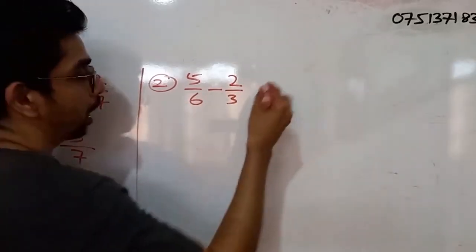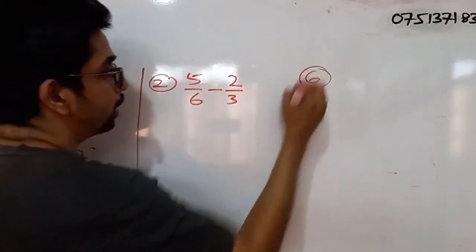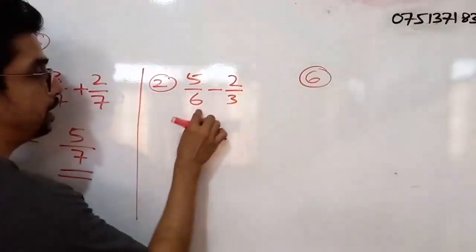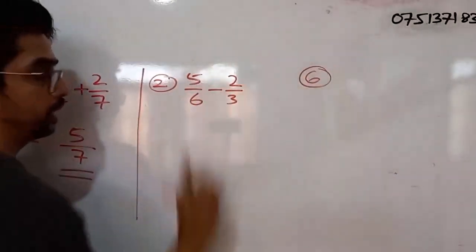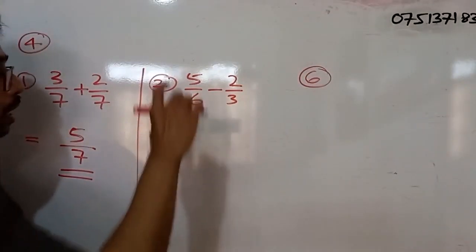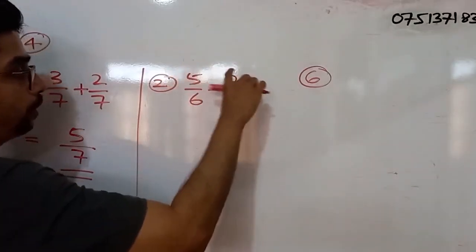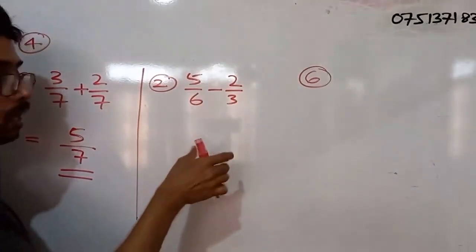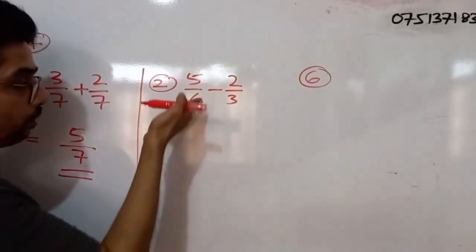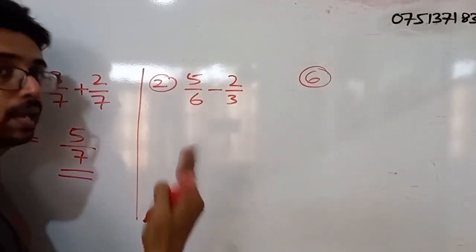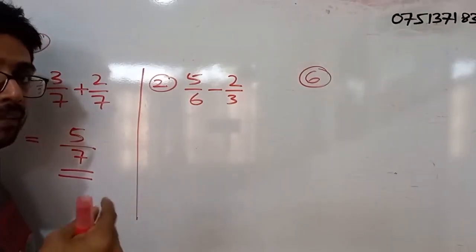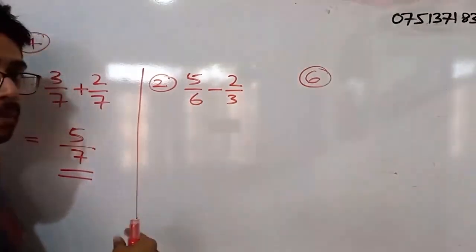So what do we mean by that? The least common denominator of 3 and 6 is what? 6. If we observe the given two fractions and the denominators of them, we cannot proceed from here. Why? The denominators are not same. Then we have to make them same.